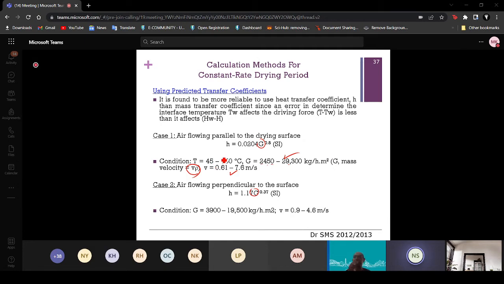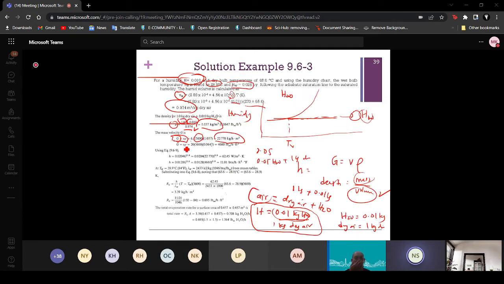Temperature 60 something, so it complies. So you can use this equation. Use h equal to this one, 0.020 times G. So put in the G you got earlier into this equation, and you get the heat transfer coefficient.